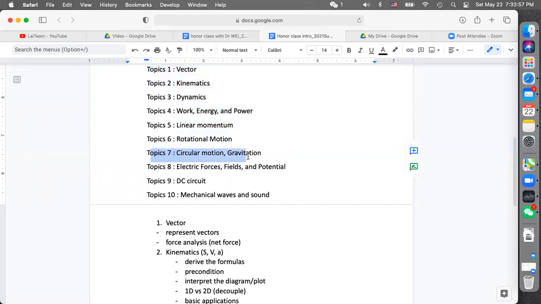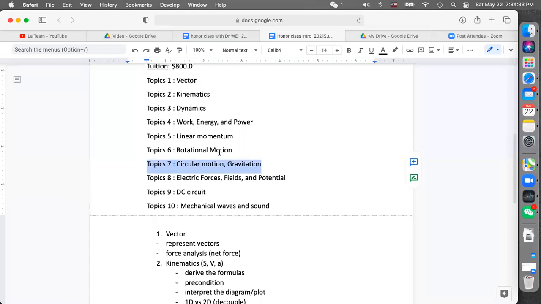Topic 7, circular motion and gravitation. I already talked a little about circular motion, but here we're going to talk about it in more general ways, because there's also the gravitation topic as well. So it's more like adding topics into dynamics and also into kinematics for topic 7. But again, principle-wise, it's going to be consistent as we deliver.